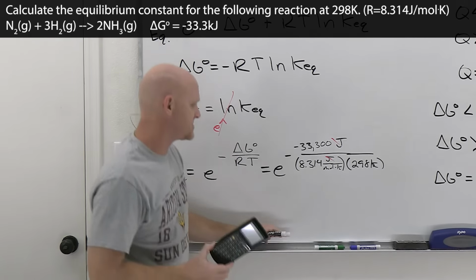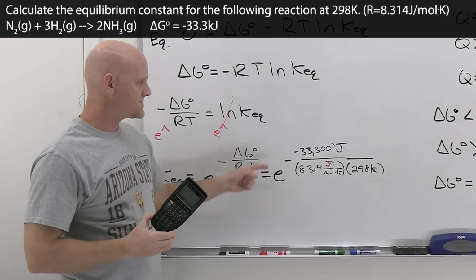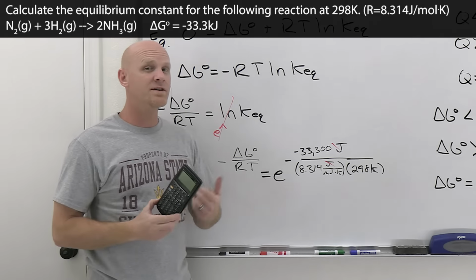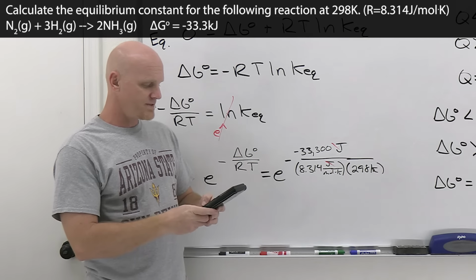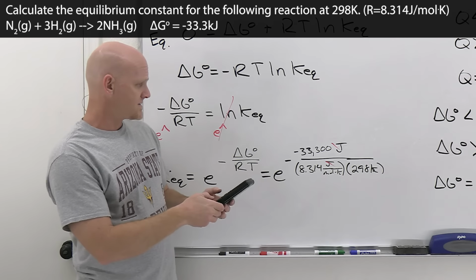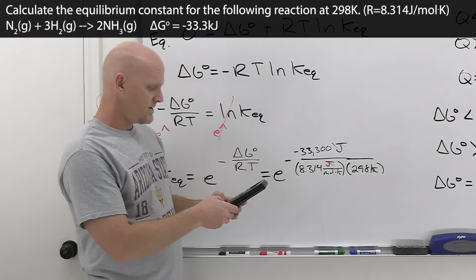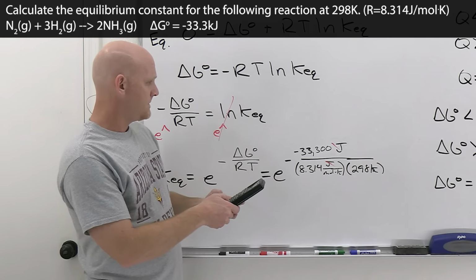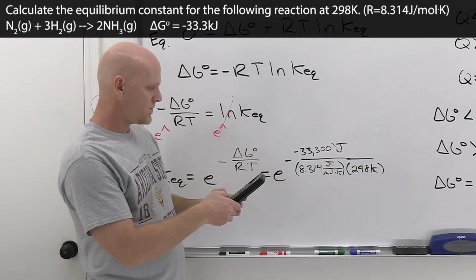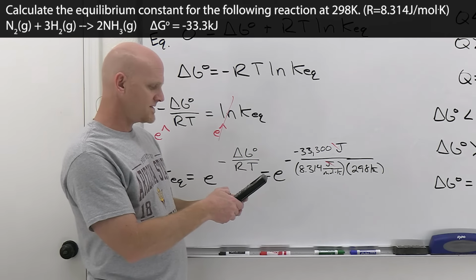And now we've got some plugging and chugging to do. The most common mistake here is students forget that a negative times a negative makes it positive. They forget one of those negatives, so don't make that error if it's showing up in your problem. So in this case, we're going to have 33,300 divided by 8.314 times 298, all in parentheses.